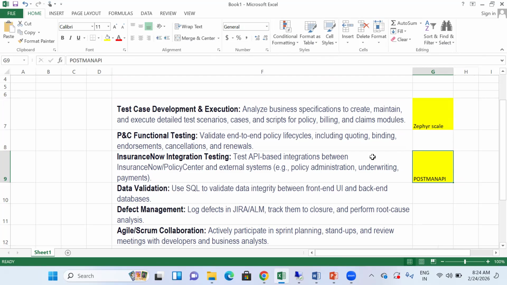Postman is widely used across the industry. Even in Guidewire we are using it, for Policy Center, any policy administration, underwriting, and any payment gateway systems we have. So for that also, integration testing is important.